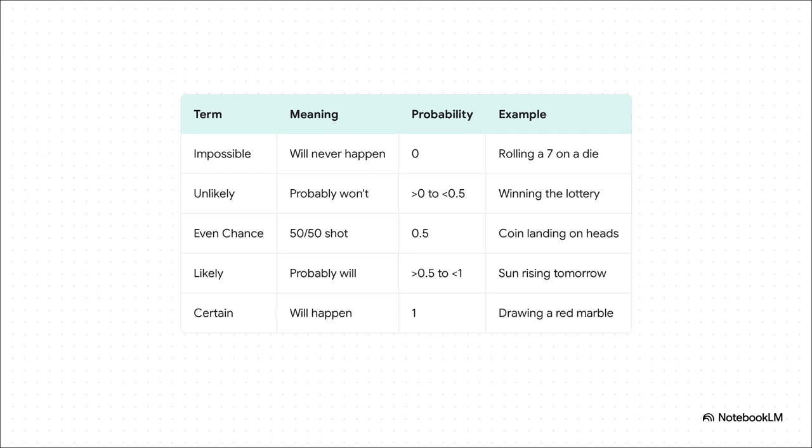Okay, this table here is basically our Rosetta Stone for chance. It directly translates our everyday feelings into their real mathematical meaning. So, unlikely, as you can see, covers everything from basically 0 all the way up to 0.5. Think winning the lottery. And even chance, like a coin landing on heads, that is precisely 0.5, or 50%.